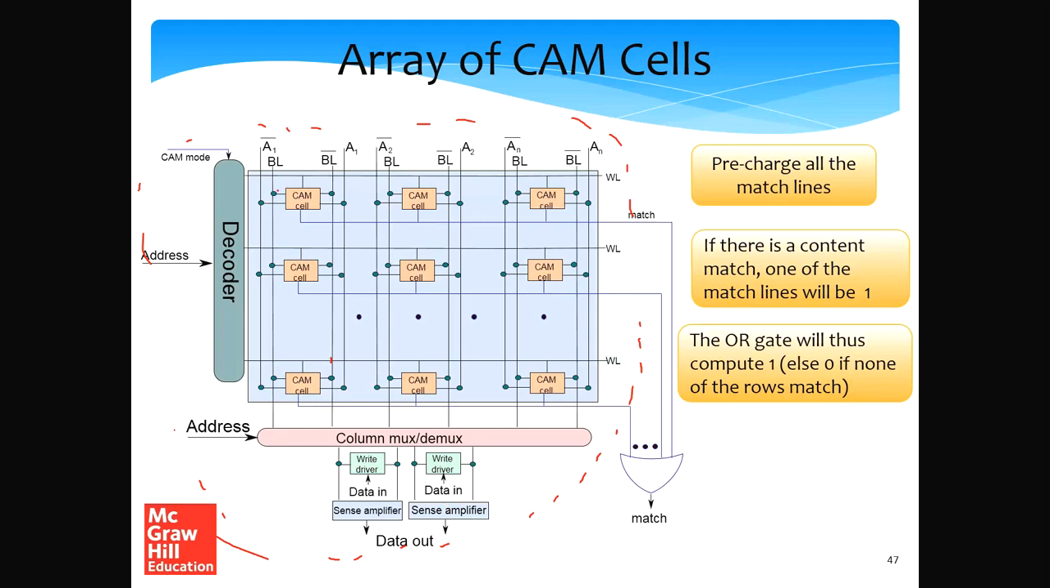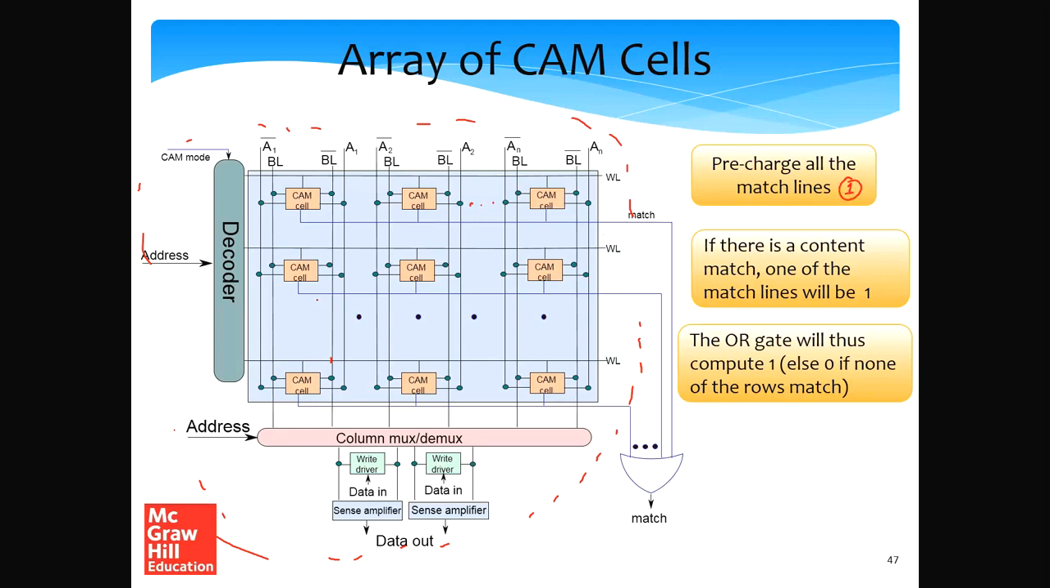But the only extra part other than the CAM cell is connections to these values. So for the first column, we compare it with the first bit A1. So one side we connect to A1 complement and other to A1 as was shown in the previous figure. Similarly, the second column we connect it to A2 complement and A2. And similarly, the nth column we compare it with the nth bit. And all of the CAM cells are connected to a single match line. So here is what we do. We pre-charge all the match lines to, let's say, a logical 1.